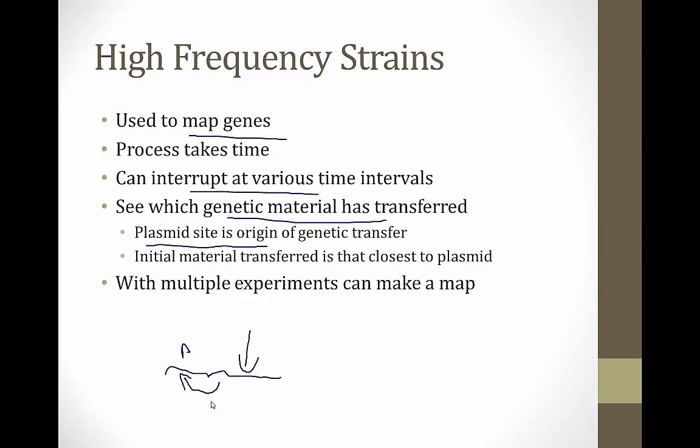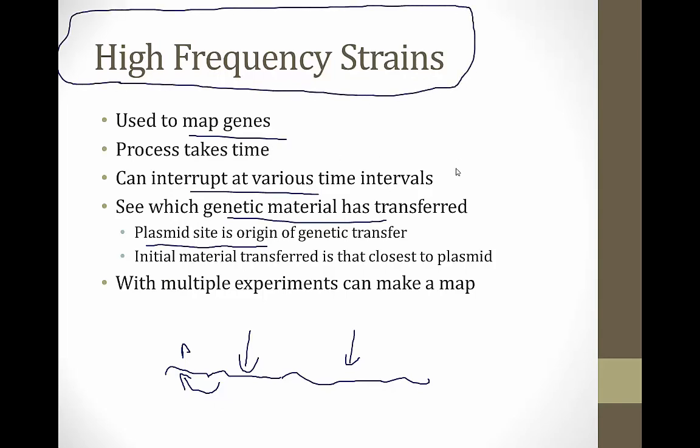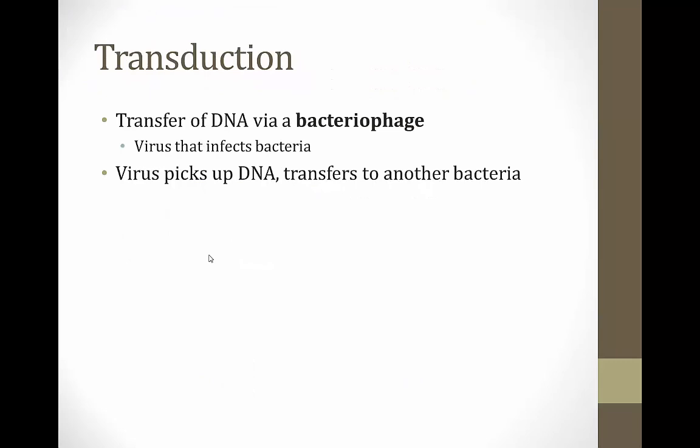We can then allow some more transfer to take place, and we may see further bits of the bacterial genome transfer, and then we can map what those are. And this is the way we can get an entire map of a bacterial genome, and that is the real utility of high-frequency strains in a microbiology laboratory. The third method of transfer of genetic material between bacteria that we'll talk about is called transduction.